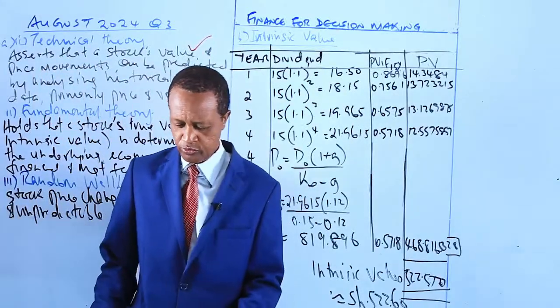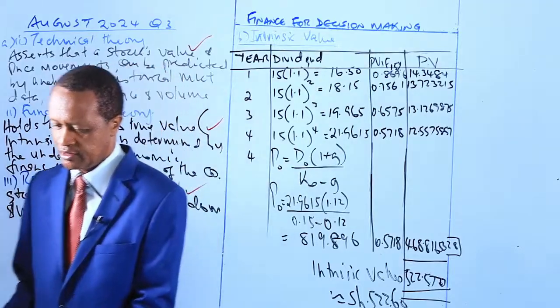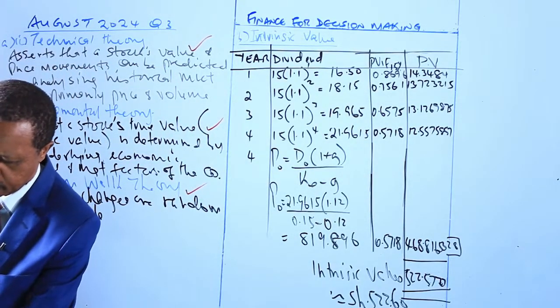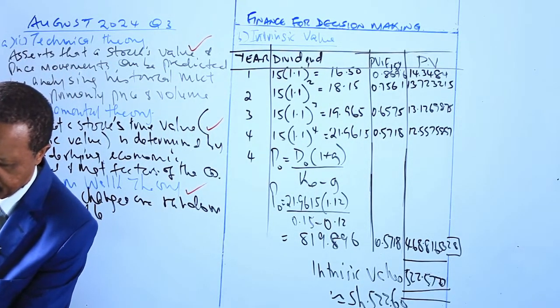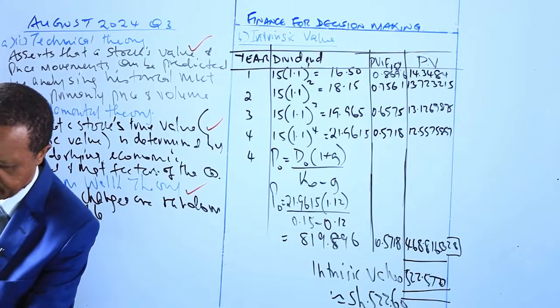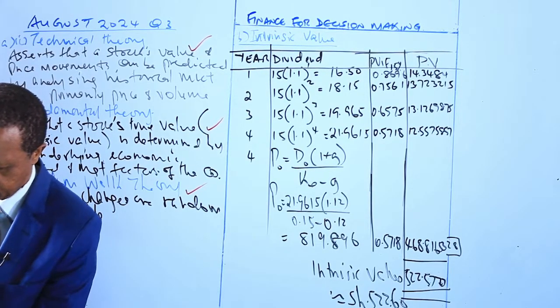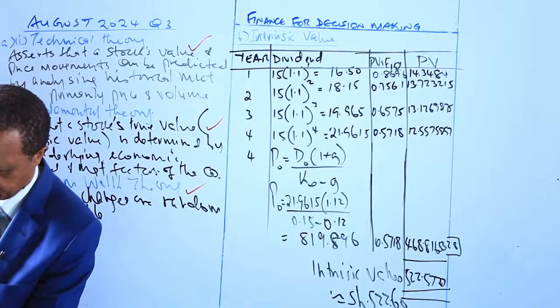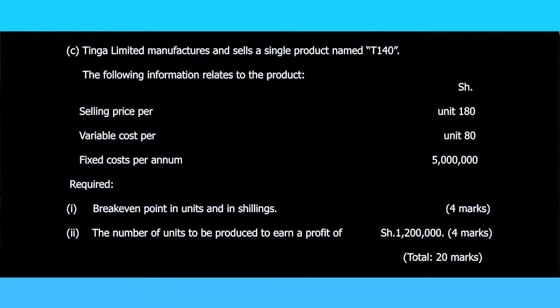Now allow me to move to the next part of the question, which is on CVP. Let's move to the next part of the question. Part C of the question reads, Tinga Limited manufactures and sells a single product named T140.